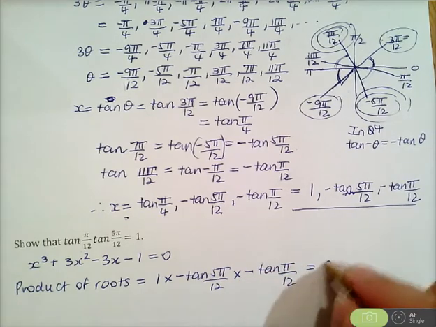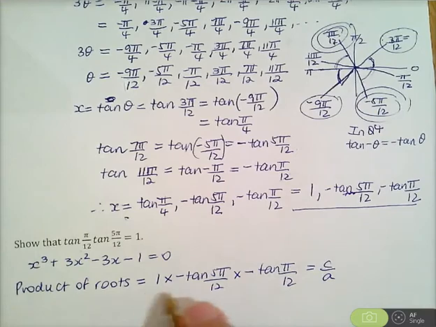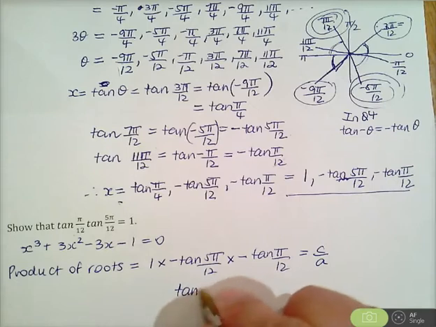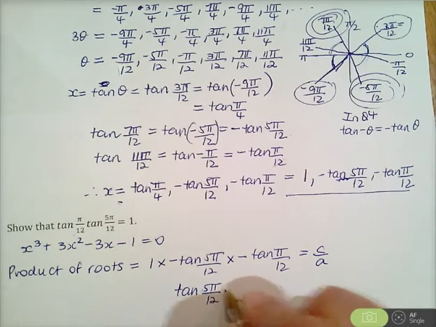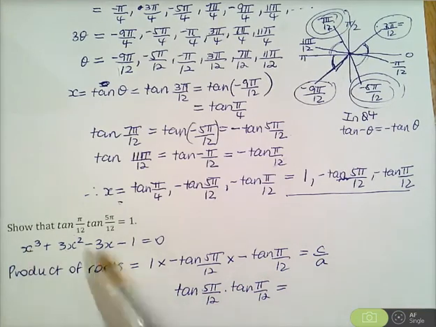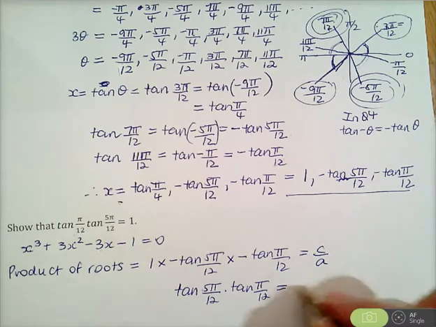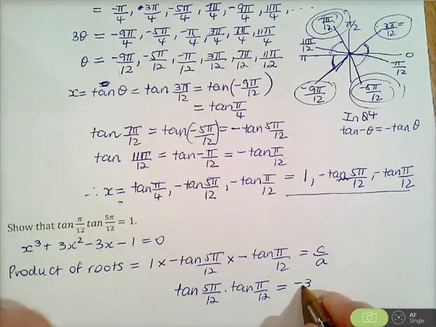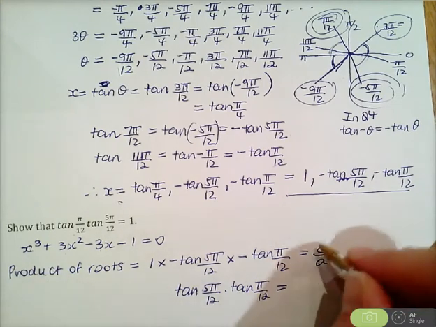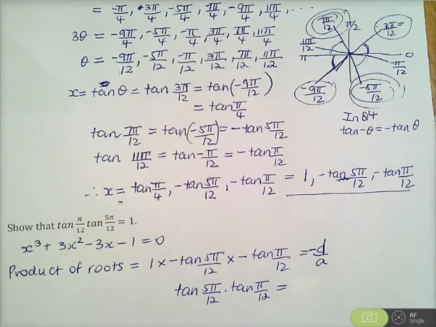Remember, product of roots is C on A. So a negative times a negative is a positive, and multiplying these by 1, the 1 just goes. So therefore tan of 5 pi on 12 times tan of pi on 12. Now in this equation, A is 1, B is 3, C is negative 3. Sorry, just a little error there. It's a cubic, so the product of the roots is minus D on A. Sorry about that. So C on A is product of roots 2 at a time.